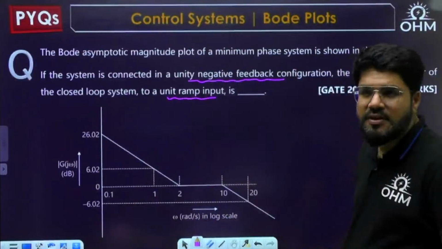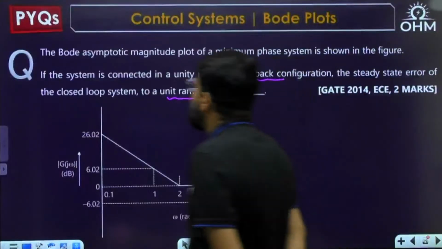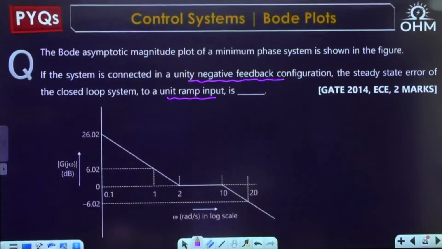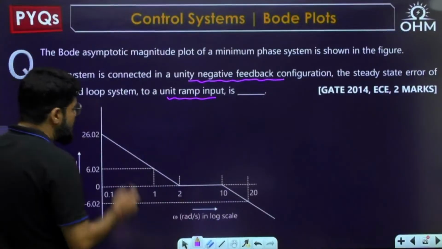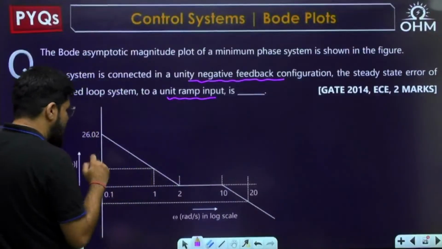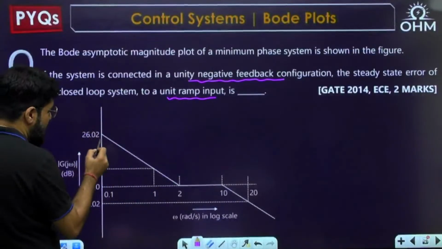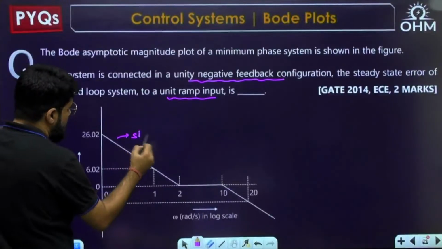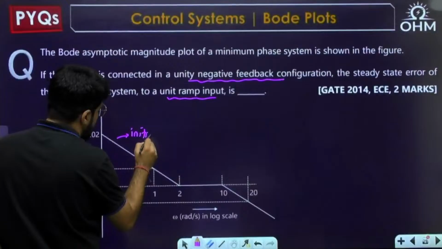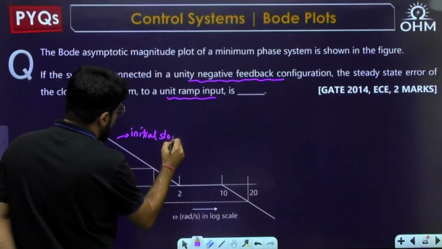So the system is connected in unity negative feedback. What is the steady state error of the closed loop system to unit ramp input? Now let's learn here. The Bode asymptotic magnitude plot of a minimum phase system is shown. Now, what is the initial slope? See here, this slope here will be known as the initial slope.